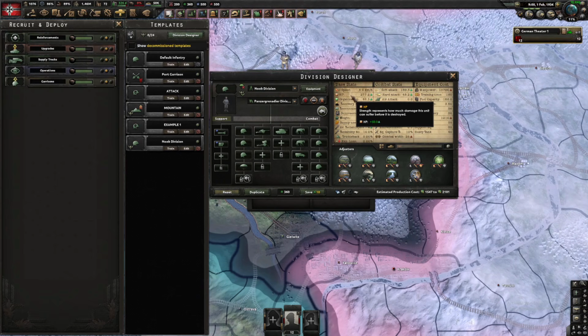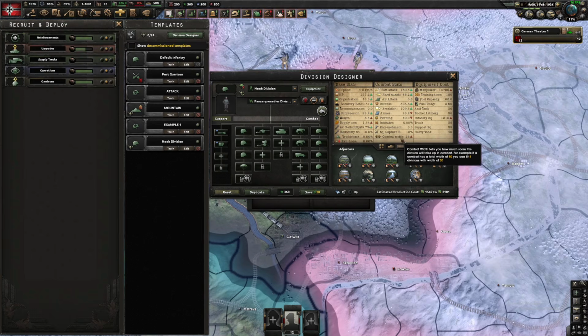So you need to be aware that when you're just adding more stuff, you aren't always making the division a better design. There's a much larger debate around which exact combat width you should use. Basically anything from 10 to 40 will work completely fine.